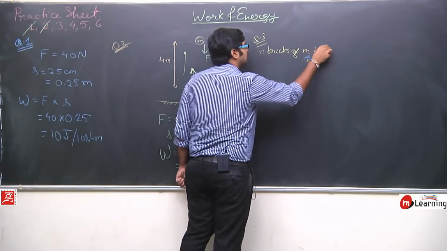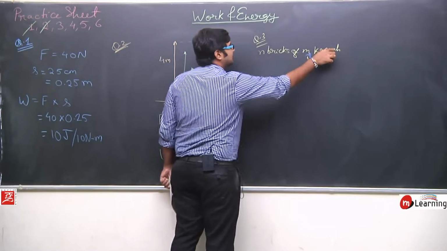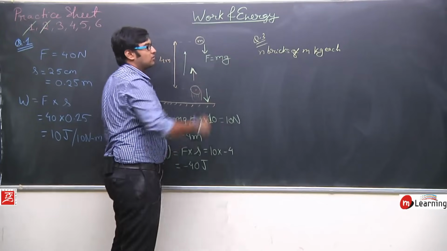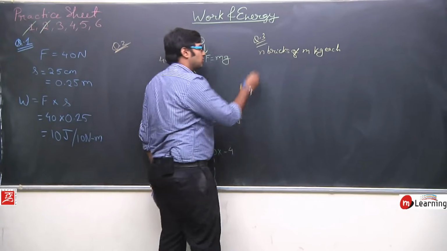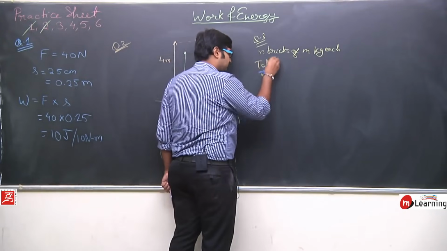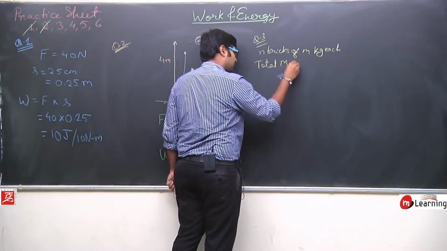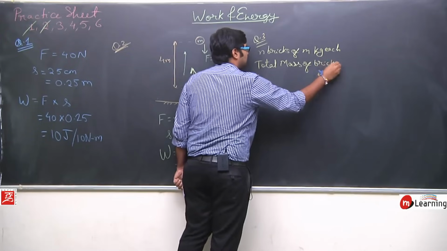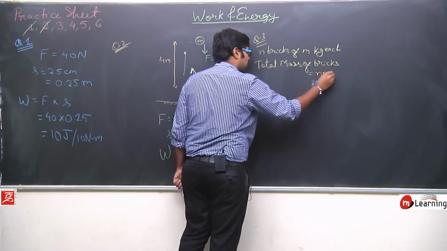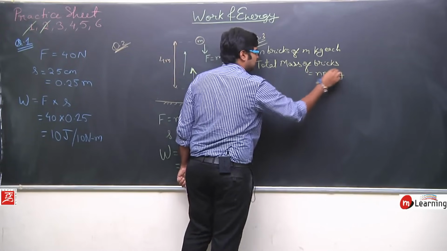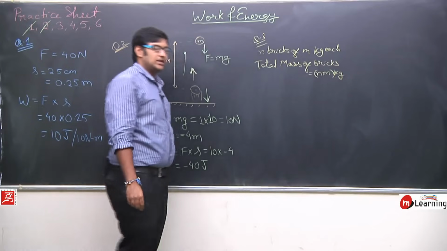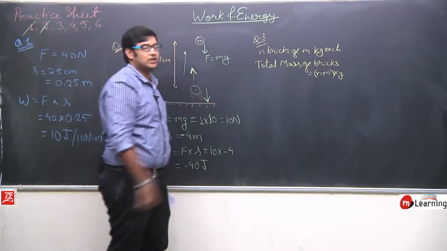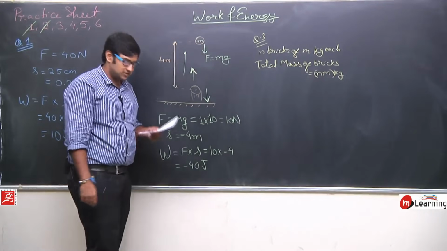That is, each brick is m kgs, and there are n number of such bricks. So the total mass of bricks will become n into m kgs. This is the total mass of bricks. It's just like 5 bricks of 10 kg each, so total mass will become 5 into 10. So we multiplied both the things.